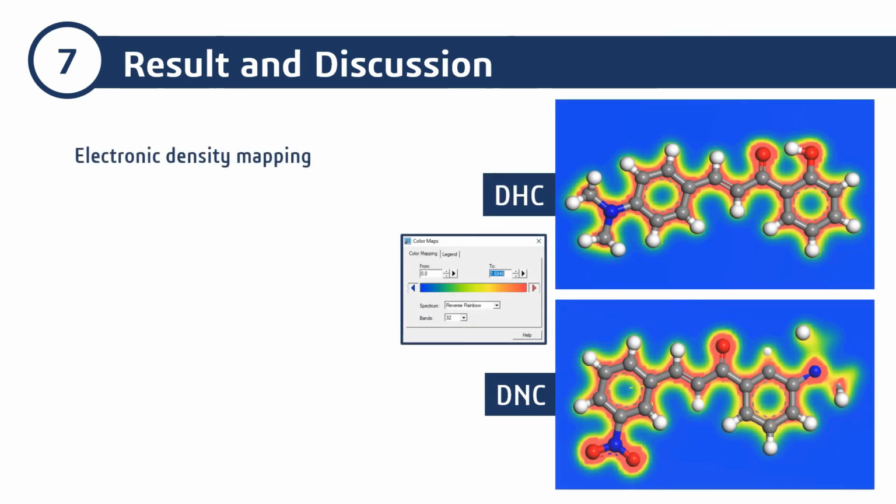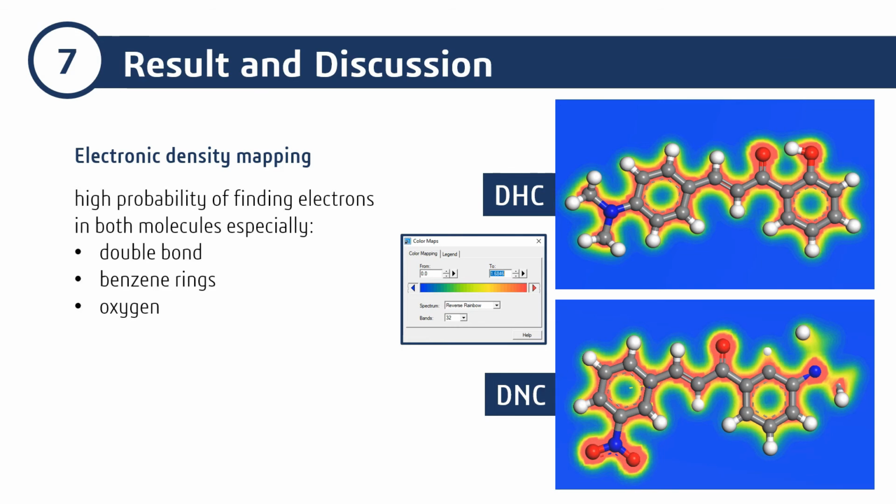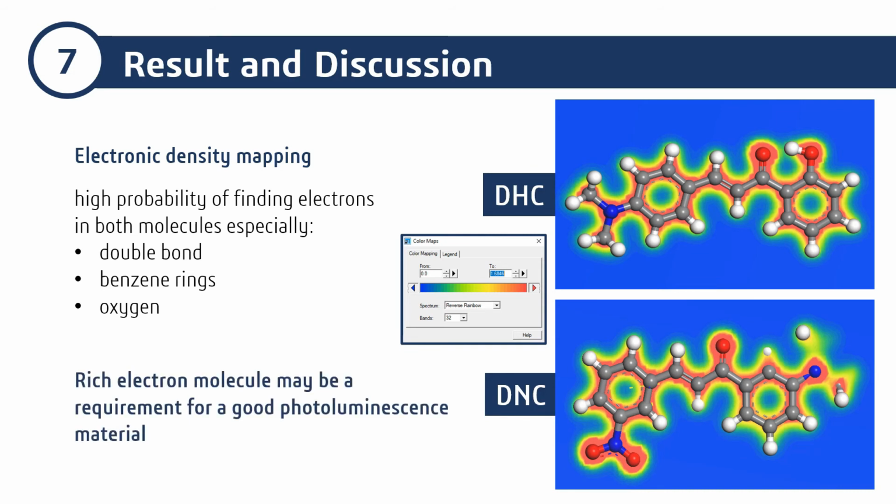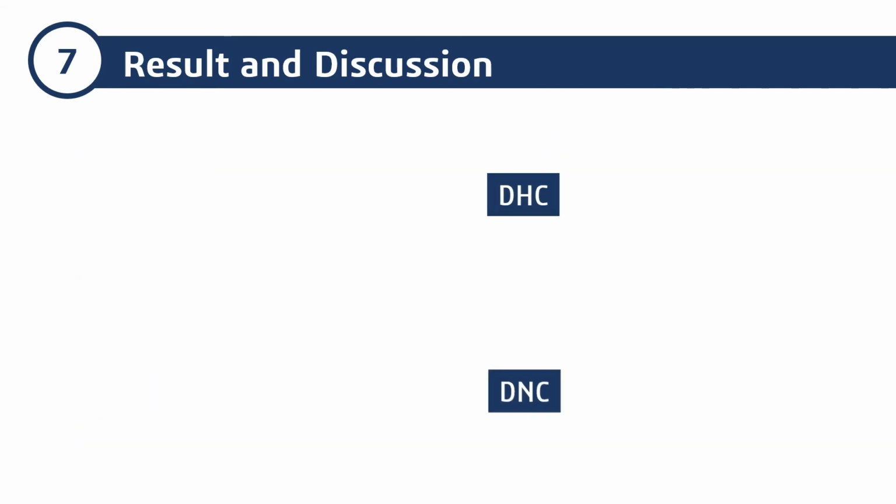Moreover, the visualization of the electronic density mapping of DHC and DNC shows that there is a high probability of finding electrons in both molecules, especially on the double bond, benzene rings, and oxygen. As we can see in these figures, the red region shows a higher electron concentration region. This indicates that an electron-rich molecule may be a requirement for a good photoluminescent material.